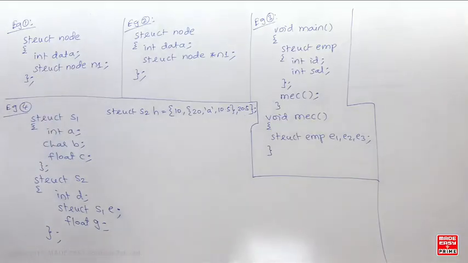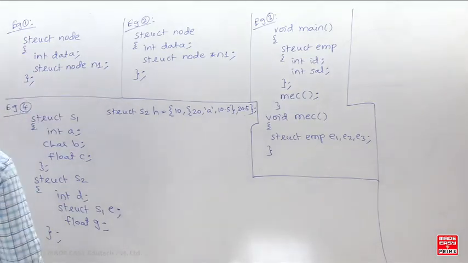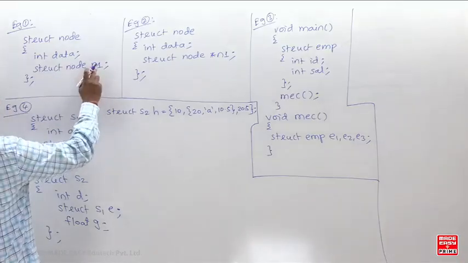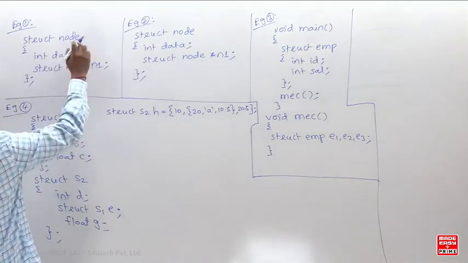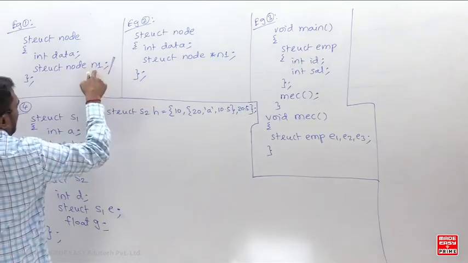Now example 1, just listen here. You have struct node with integer data, and struct node n1. I am creating the structure variable n1 of type struct node as a member of this structure node. Now tell me, if I write this, is it allowed or not allowed?